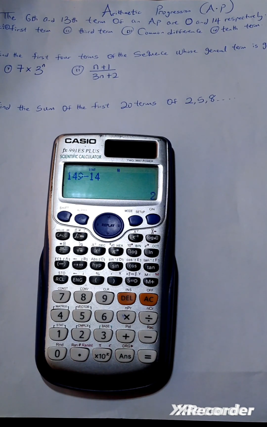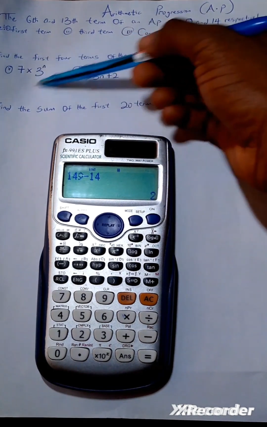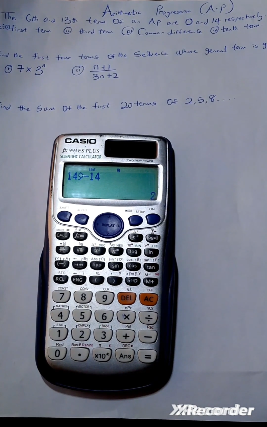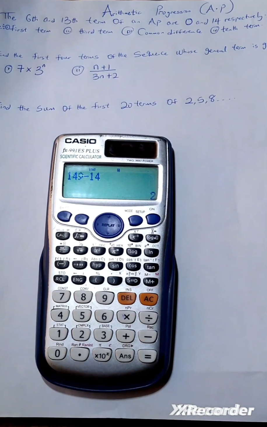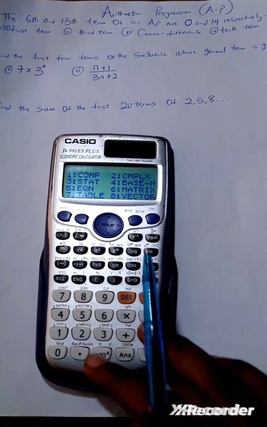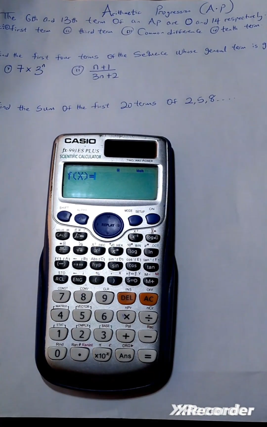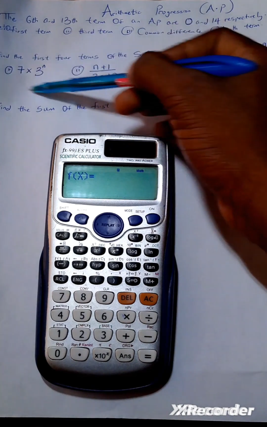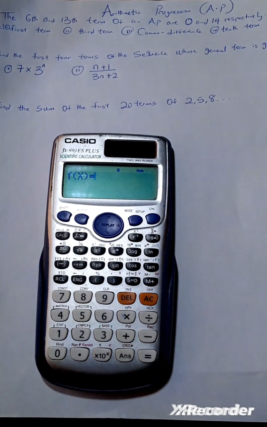For question number 2, they said we should find the first 4 terms of the sequence whose general term is given by this. So the general term is given by this, which is 7 times 3 raised to the power n. Now we can represent this with your calculator. Now let's start. So to represent this with your calculator, now go back. So put your calculator in mode 7. As you can see, now input this value. You are looking for the first 4 terms.